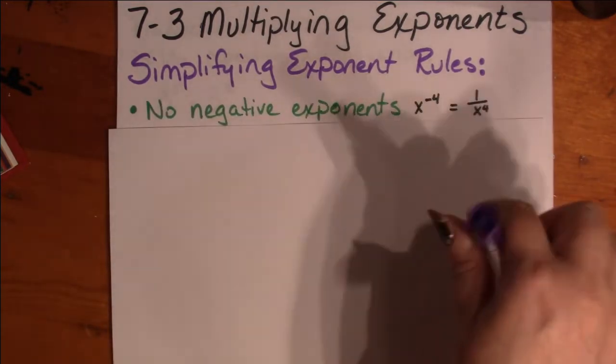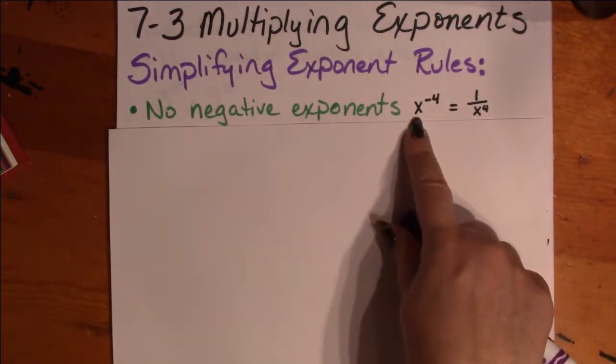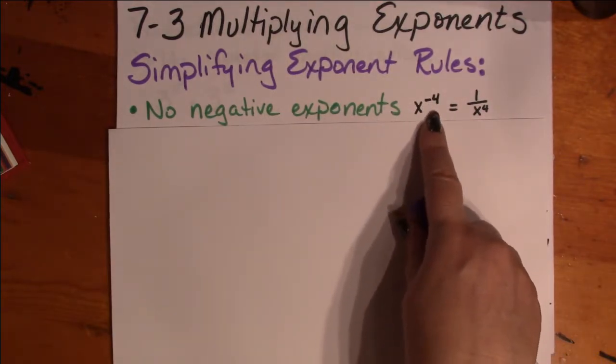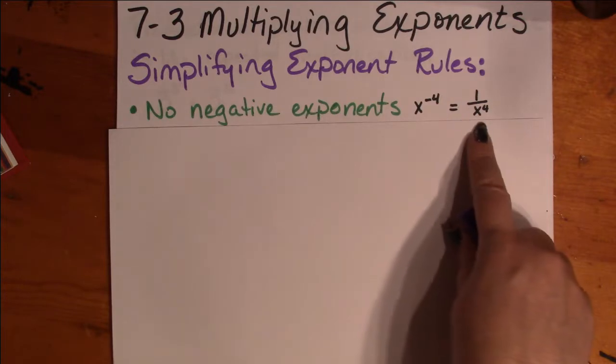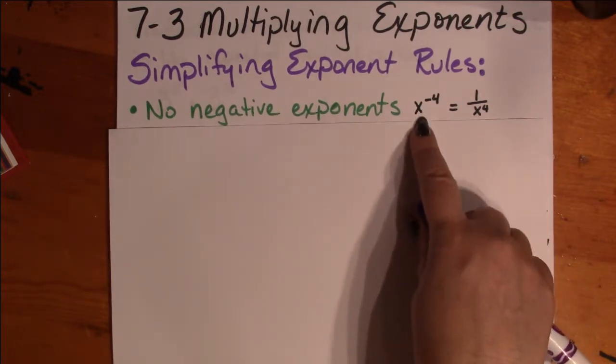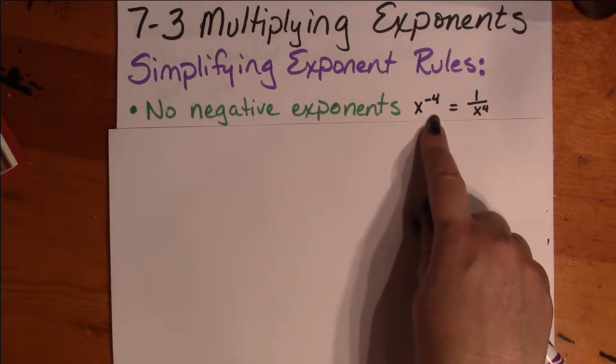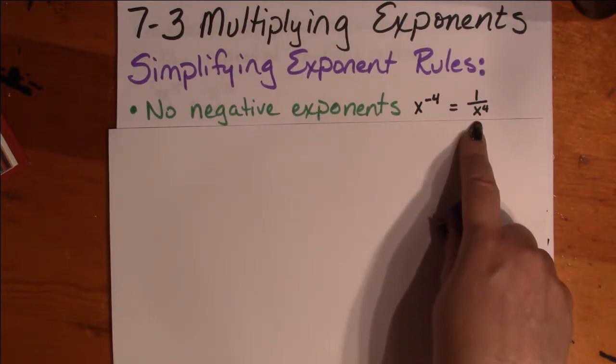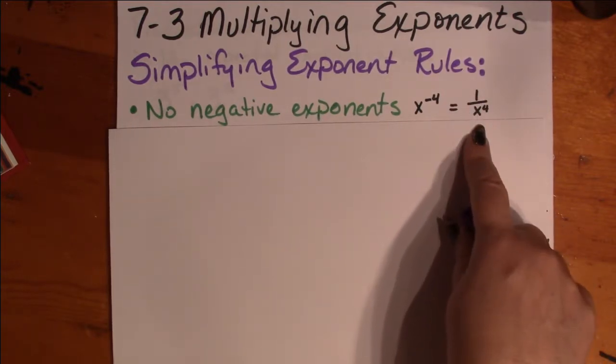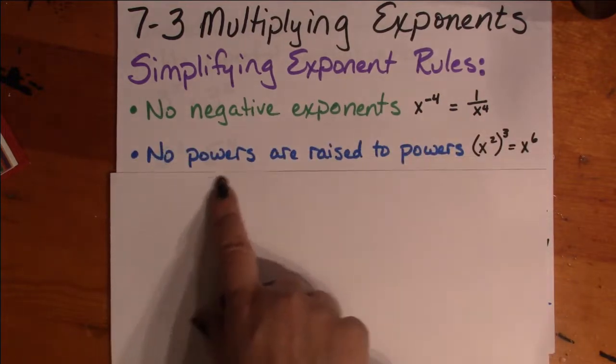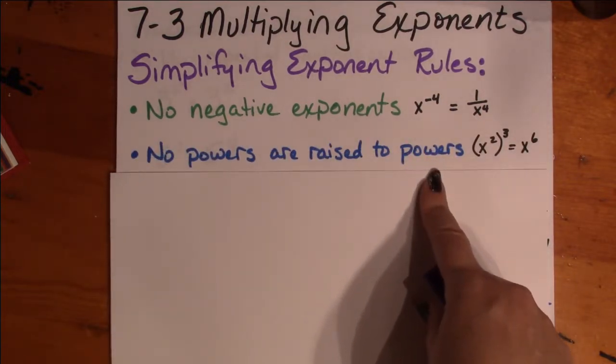You can't have negative exponents in an answer. X to the negative 4 is not a simplified answer. You have to actually write it 1 over x to the 4th. So this is like having fractions and your answer being 2/4 instead of 1/2. This is simplified.